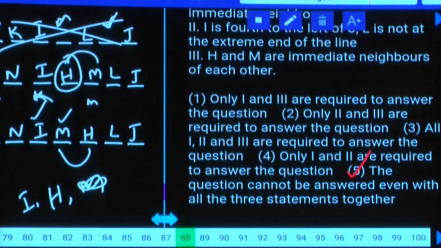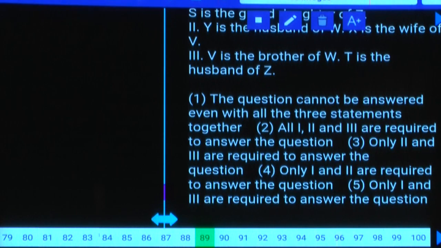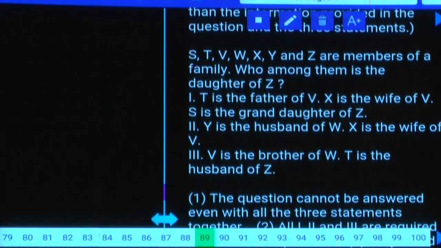Done with this one? Now this is about question number 88. Then coming to question number 89. S, T, V, W, X, Y, and Z are the members of a family. Who among them is the daughter of Z? Now the question is about who among them is the daughter of Z.